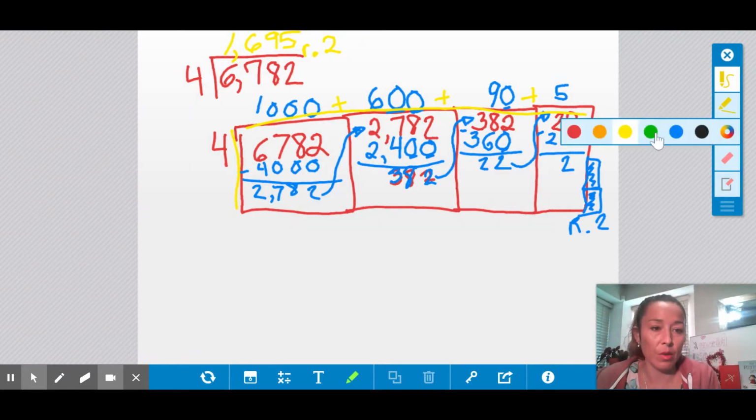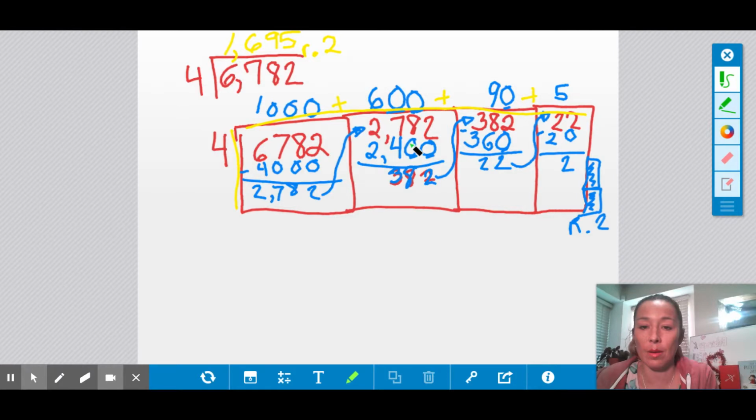And of course, we cannot just stop there. It's so easy to make a simple computational mistake. So always double check your work with the inverse operation, multiplication. All right, so let's check. 4 times 5 is 20. 4 times 9 is 36. 2 more is 38. Regroup that 3 in the hundreds place.